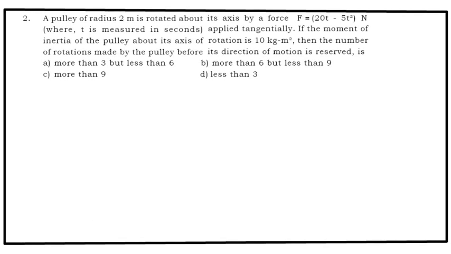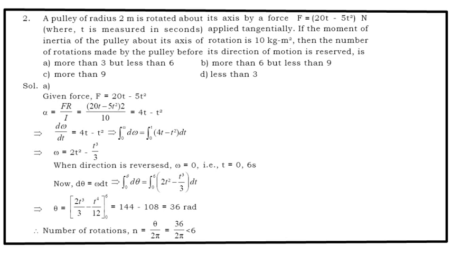Now a pulley of radius R is rotated about its axis by a force F is equal to 20t minus 5t² newton, where t is measured in seconds, applied tangentially. If the moment of inertia of the pulley about its axis of rotation is 10 kg m², then the number of rotations made by the pulley before its direction of motion is reversed is. Options are there in front of you.